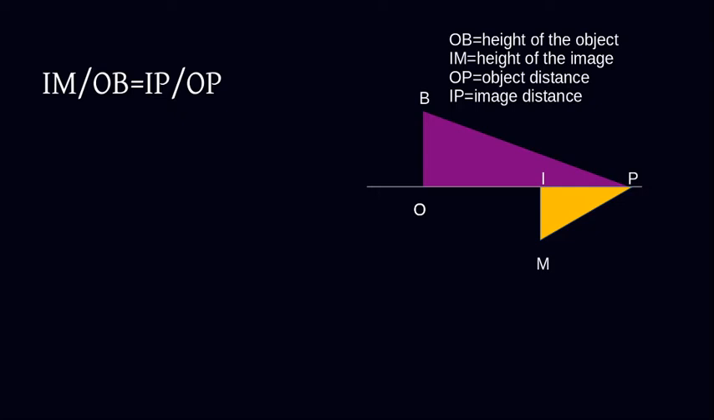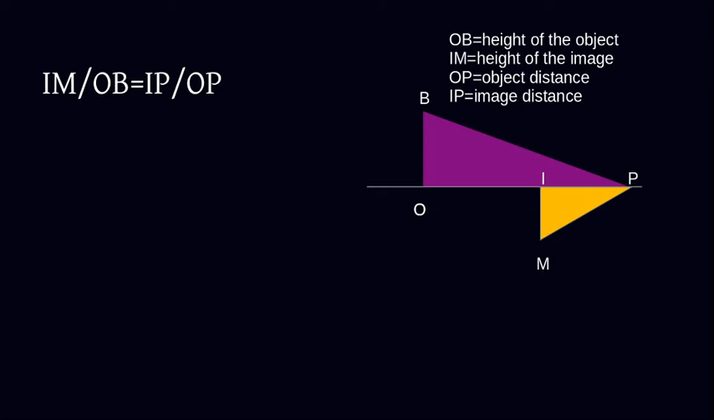That is, corresponding parts of the similar triangles are proportional. IM by OB is equal to IP by OP. So what is IM? Yes, height of the image, and OB, that is height of the object, IP, image distance, and OP, that is object distance.